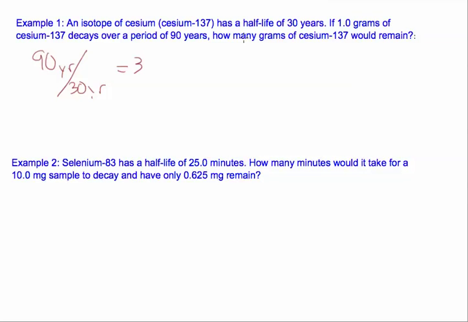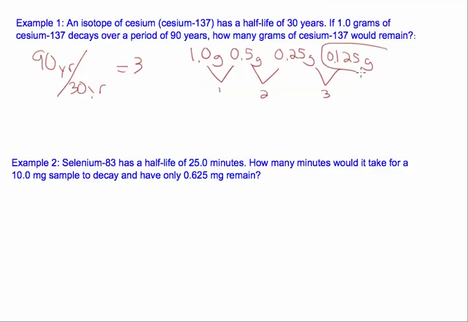So now we have our 1 gram. After 1 half-life, we have 0.5 grams, and we just divided it in half. After a second half-life, we have 0.25 grams, and after our third half-life, we have 0.125 grams. So after 90 years, we'd have 0.125 grams left.